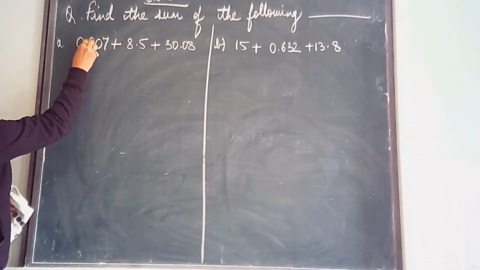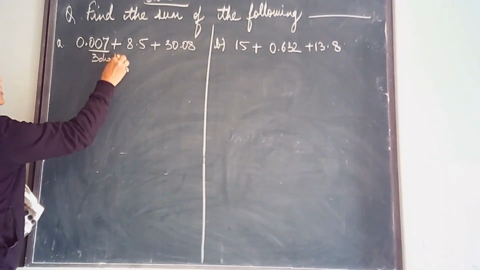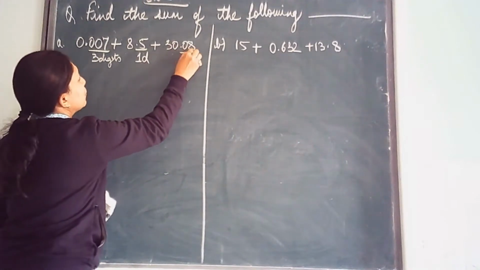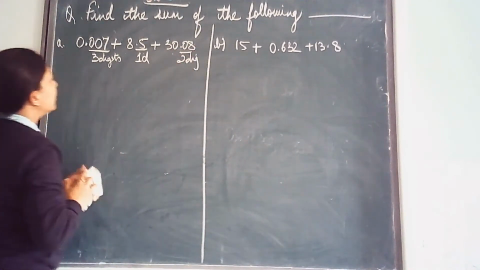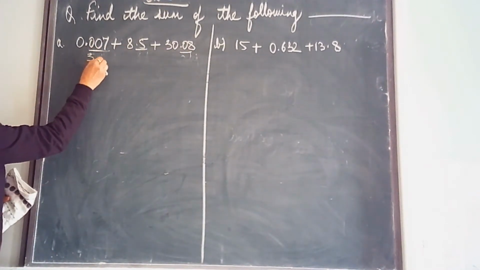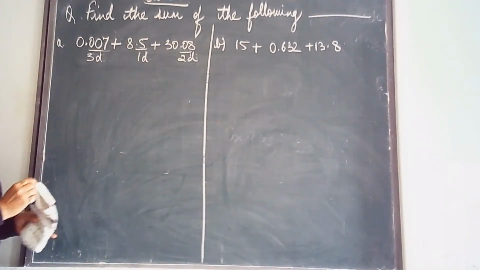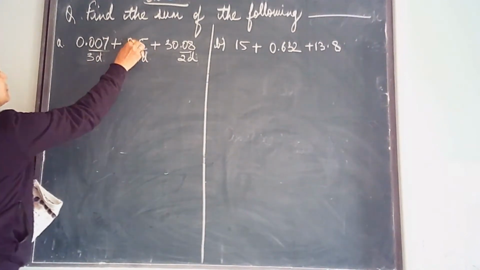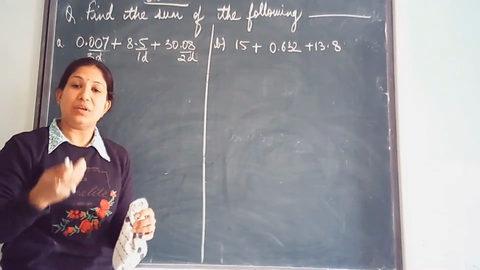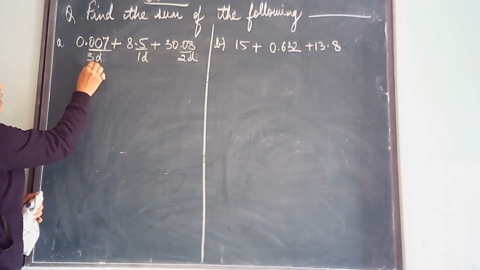Now see here, after the decimal, how many digits are there? Here you have 3 digits, in this you have only 1 digit, and here you have 2 digits. So after the decimal, in this number there are 3 digits, here only 1, and here 2. The number of digits after the decimal is not the same, so we will bring them to like decimals. Check the digits: the highest number after the decimal is 3.